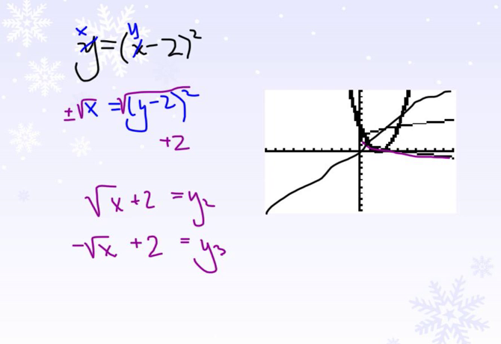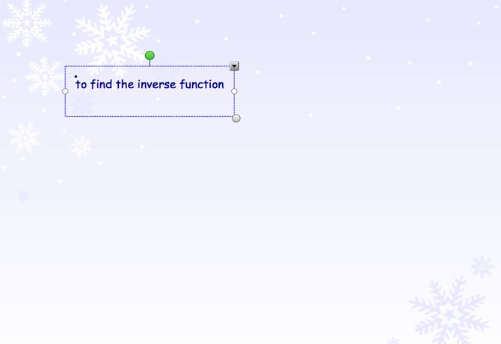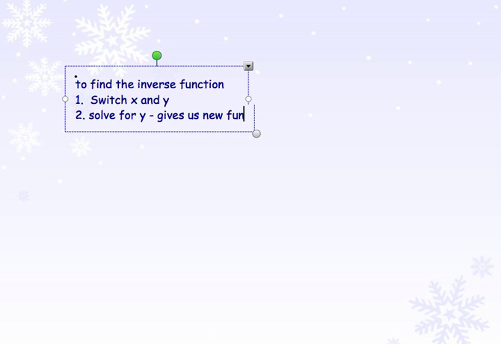All right, so let me wrap up this lesson. To find the inverse function, it takes 3 steps. One is to switch x and y. And then the second step is to solve for y. Okay. This will give us new functions.